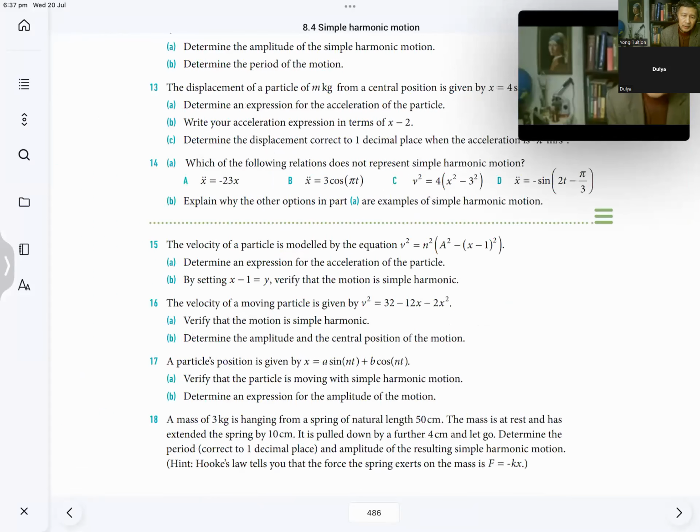We can go to higher questions. Which of the following relations does not represent a simple harmonic motion? This is a physics question, right? Can you go to question 14? Can you answer question 14? Which does not?